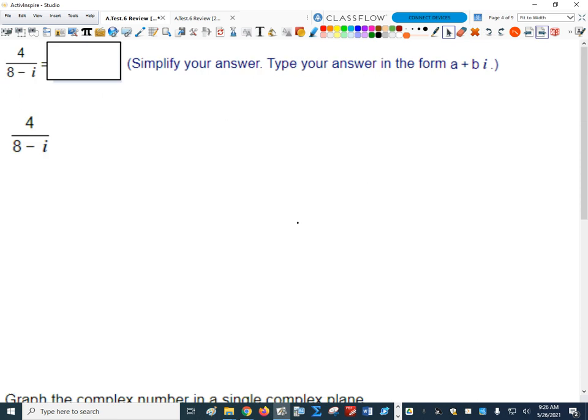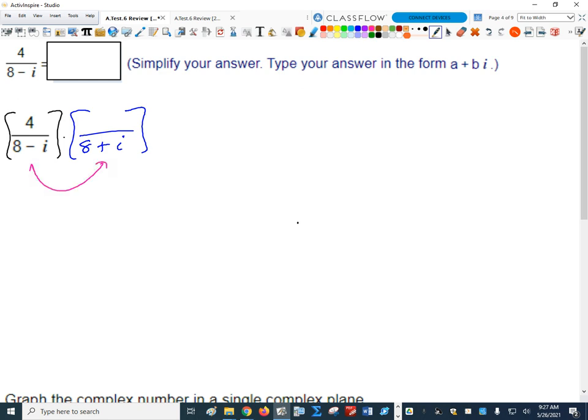Okay, so let's look at an example. Here's an example we can do. So we've got a quotient of complex numbers. On the bottom I've got a complex number with both a real and an imaginary part. So what I have to do for this one, because of what's on the bottom, is multiply both the top and the bottom by 8 plus i, the complex conjugate of the bottom, right? Everybody see that connection there?